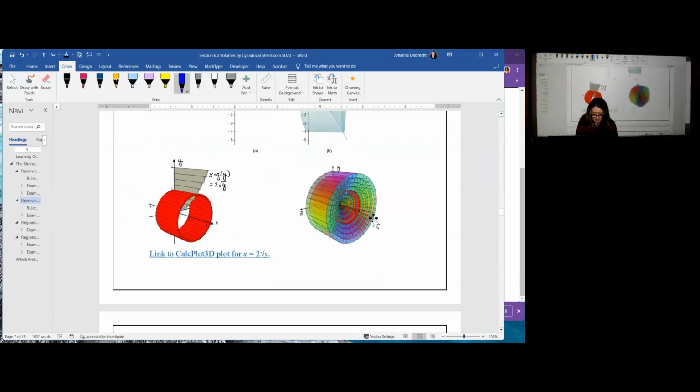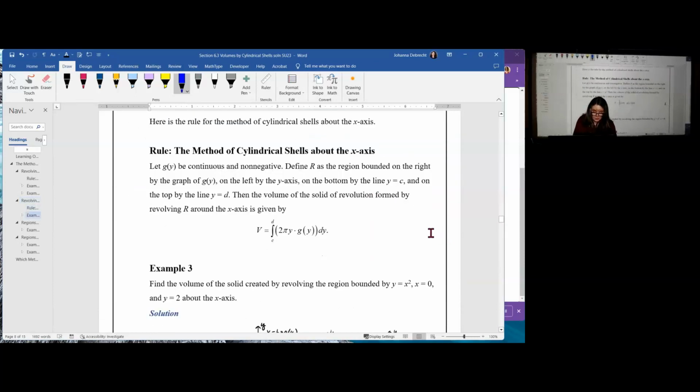Let's now take a look at the rule for revolving using cylindrical shells around the x-axis. In this case, we want to define g of y as a function of y, so this is actually the x value. Then the radius is given by y, the distance from the x-axis up, and 2 pi y represents 2 pi r, the circumference of the shell. G of y, which is x, represents the height of the shell, and dy is the thickness of the shell. And we integrate from the lowest layer, the lowest rectangle, to the highest rectangle.